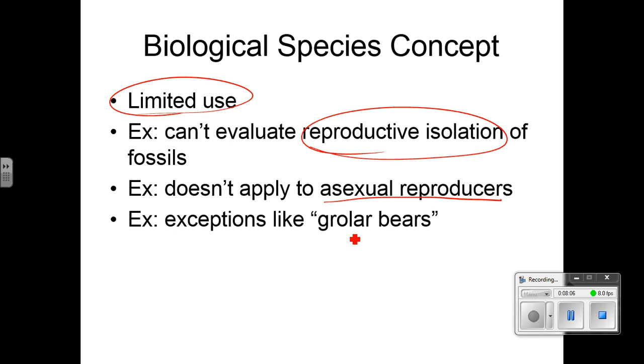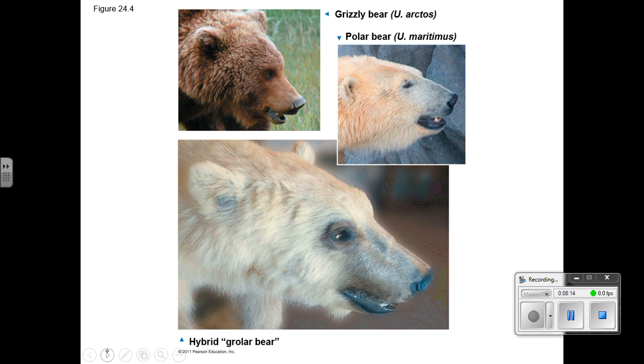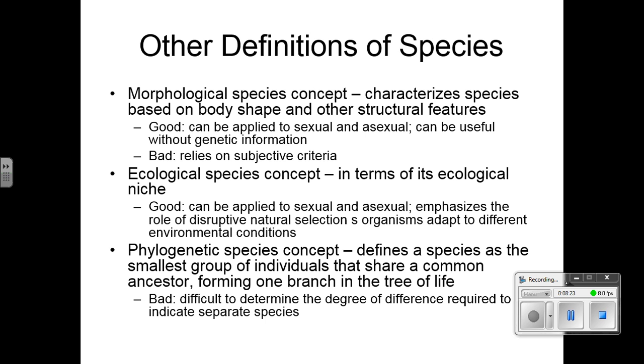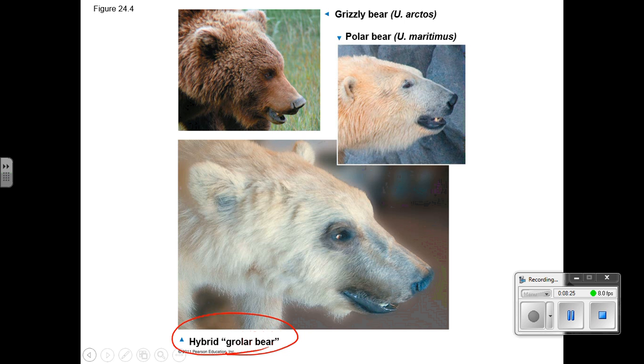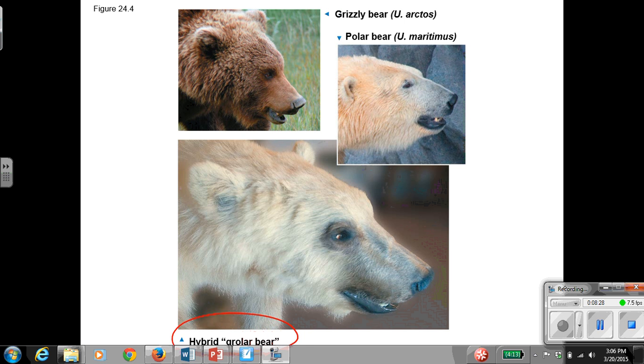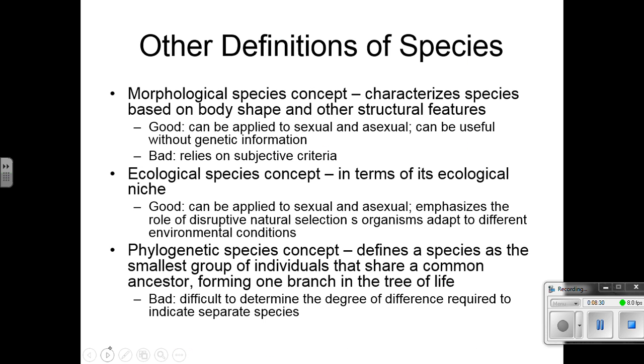There are exceptions, like grolar bears. Dogs and wolves can mate together. Let me show you a grolar bear, if you don't know what one of those is. You've got a grizzly bear and a polar bear. They can still mate. They can produce a hybrid called a grolar bear. So there are exceptions to this. This biological species concept is certainly not perfect. There's always an exception to the rule, right?